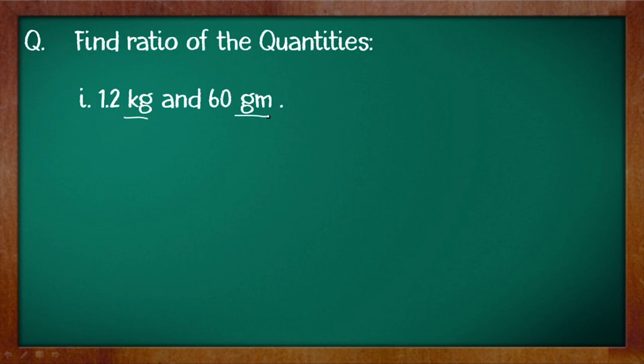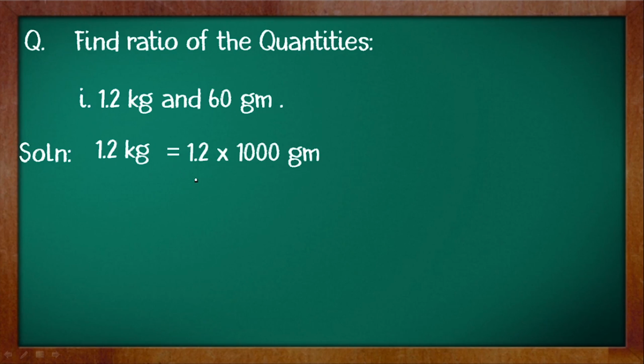So what we do is we convert them into the same unit. Usually we convert the bigger unit to the smaller unit. So we are converting kg into grams. Whenever you convert kg into grams, we multiply by 1000. So, solution: 1.2 kg is equal to 1.2 into 1000. We are multiplying by 1000 to make it grams.